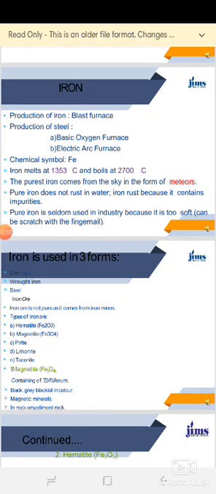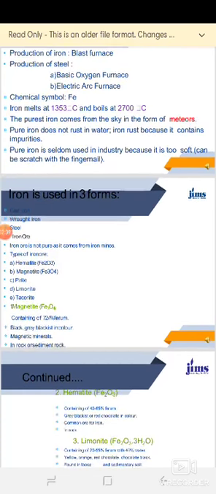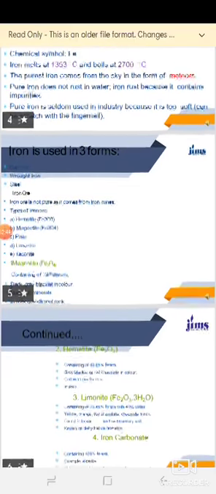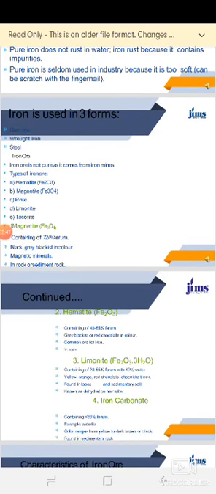Iron is not pure as it comes from iron mines. Types of iron ore are hematite, Fe2O3, magnetite, Fe3O4, pyrite, limonite, and taconite. Okay, first is magnetite, Fe3O4. It contains 72.4% of ferrum. Its color is black, gray, or blackish. It is a magnetic material found in rock or segmented rock.